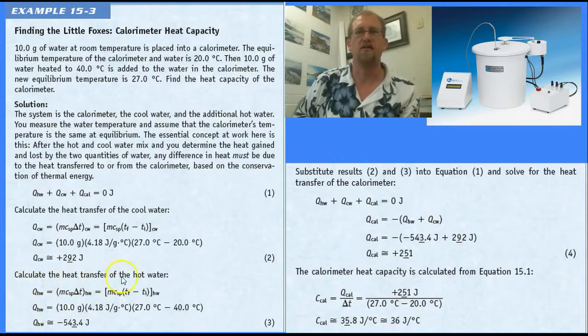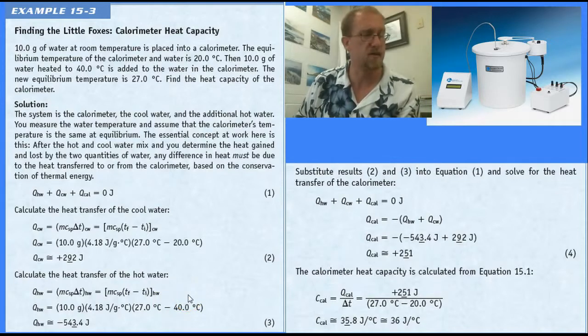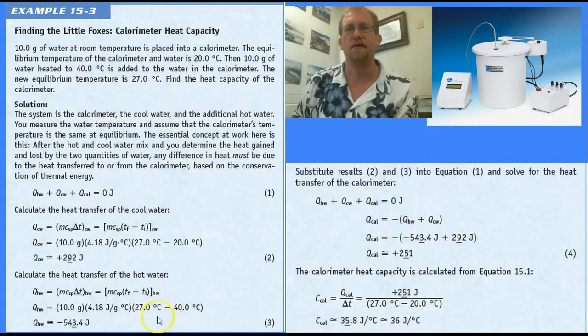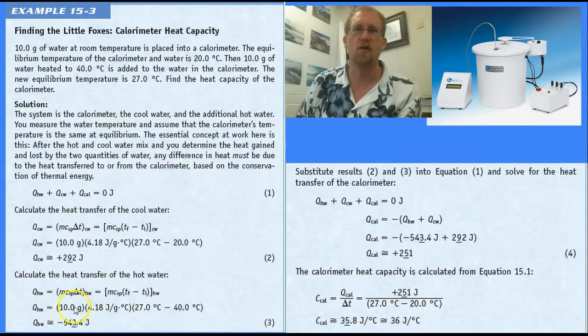Then calculate the transfer of the hot water. So it started at 40, it ended at 27, so the change is 27 minus 40, which is going to be negative 13. There you go, I can do math. Negative 13 times, again, 10 grams and the specific heat of water. 10 times that times negative 13, and you get negative 543.4 joules.